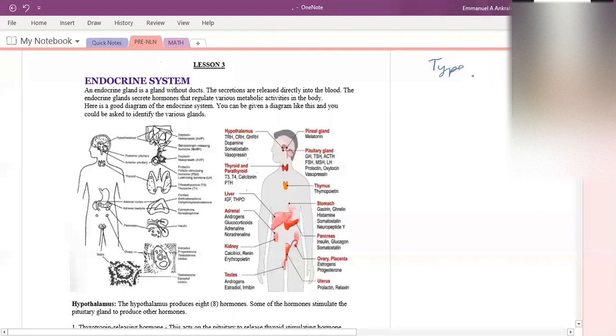Okay, that's good. So two types of glands. You have what we call an endocrine.